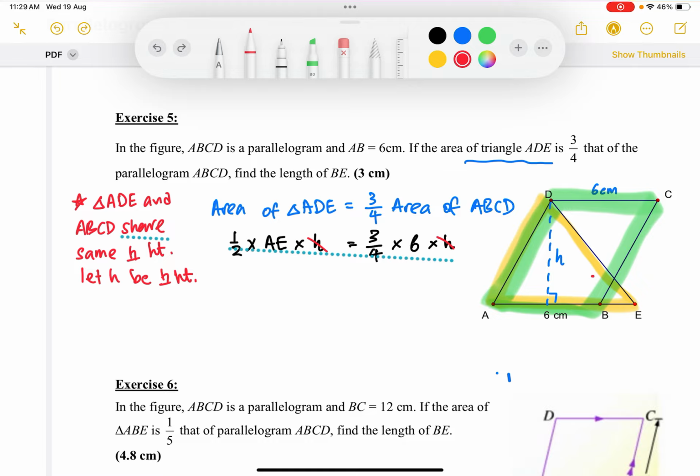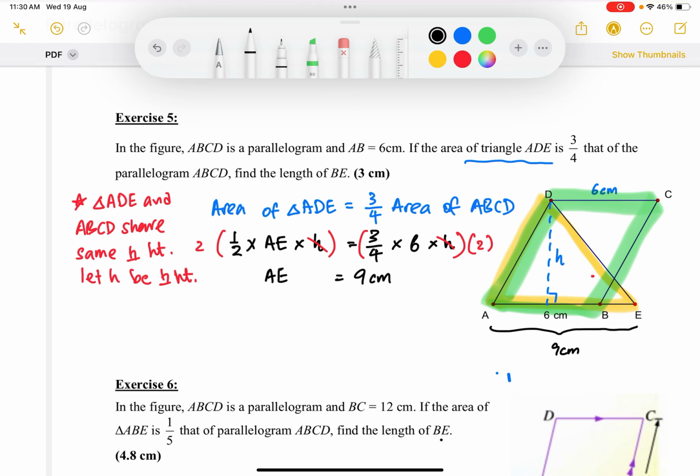So let us get rid of the half. We are going to multiply both sides by 2. So the half disappears. Now we end up with AE equals to, take out 3/4 times 6, and then you multiply by 2. You will get 9 cm. So the whole portion here, 9 cm. And that makes it really easy to find the length of BE now, because BE is going to be 9 minus 6, which is left with 3 cm.